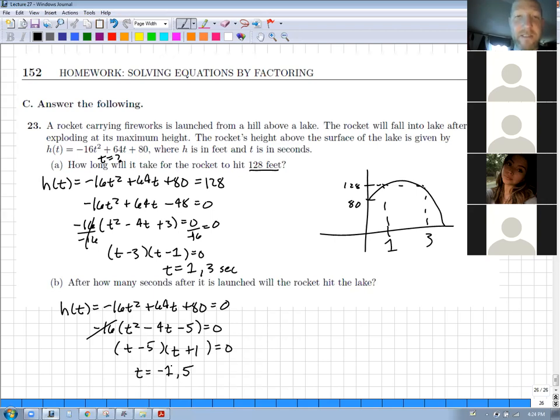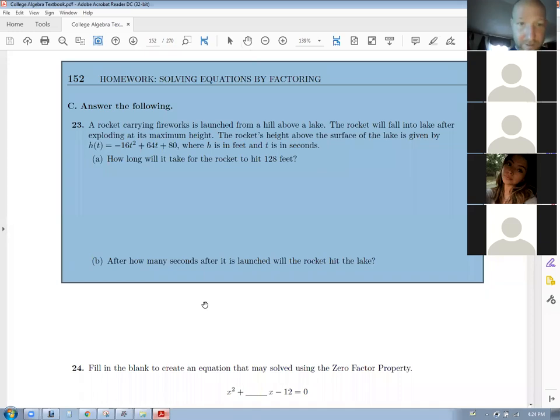This one doesn't make sense. Negative time. So it's at 5 seconds. Basically, this thing kept going down here. This would be at -1. We don't care about that. And you can always graph these. Graphing always helps. Let's look at another one.